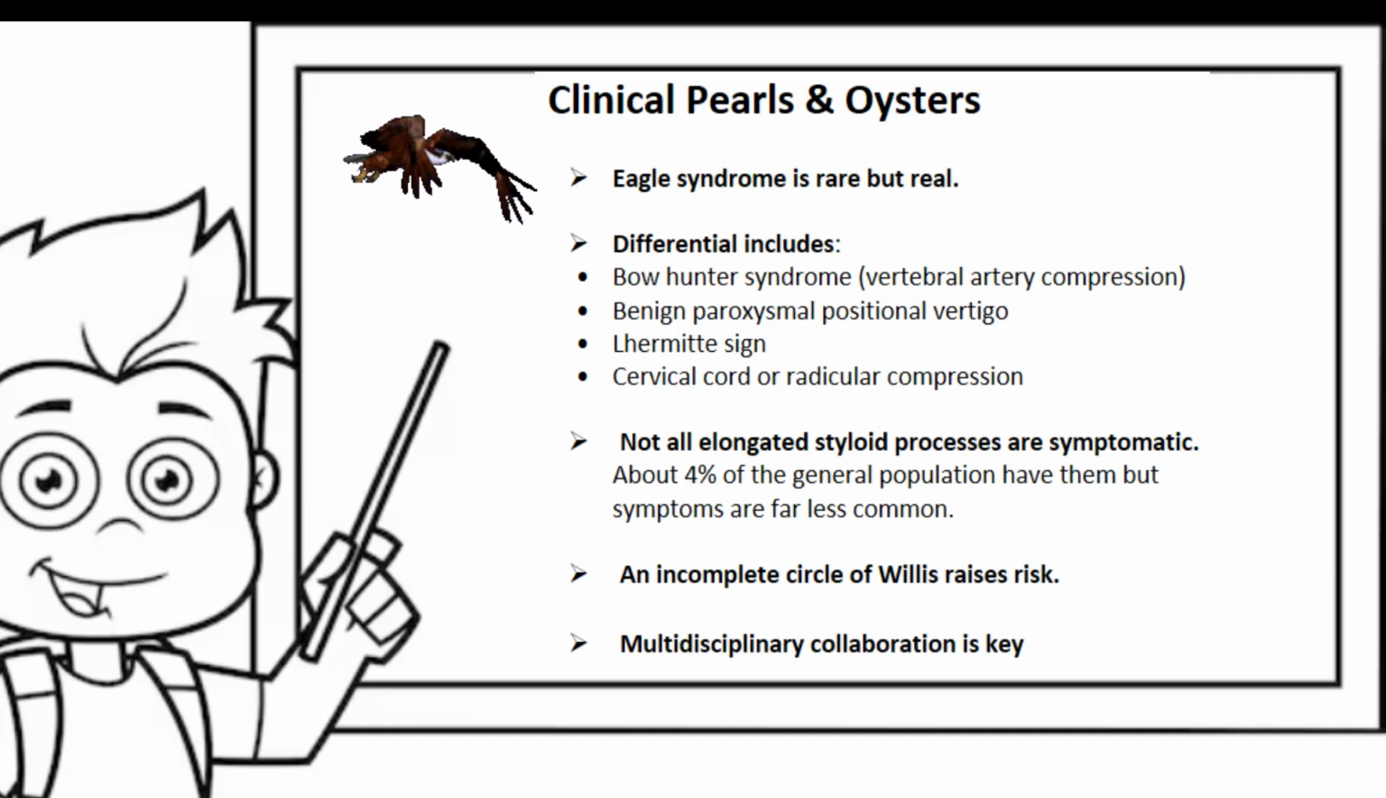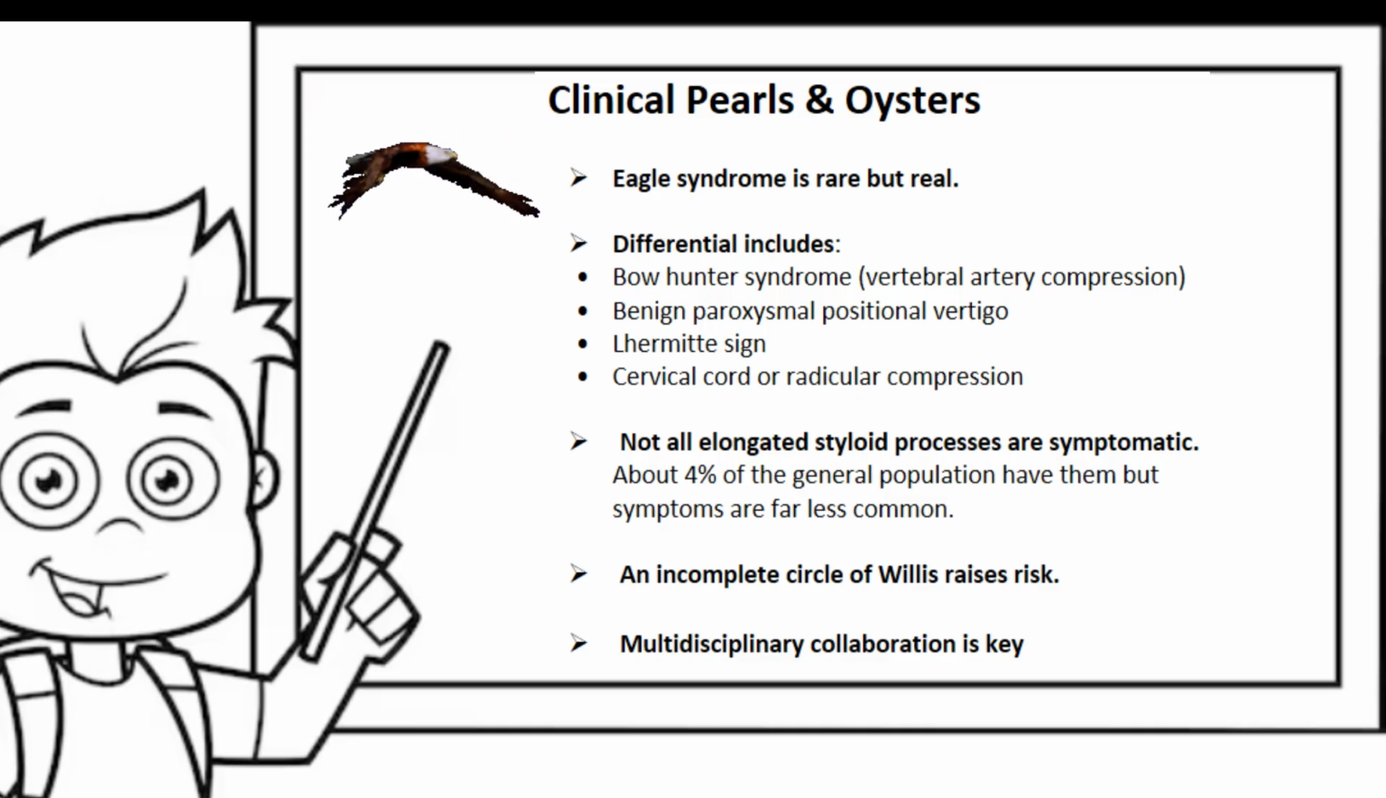Let's crack open a few oysters from this fascinating case. Eagle syndrome is rare but real, and you should always consider it in positional neurologic deficit, especially with transient symptoms. Our differential diagnosis includes 1. Bow Hunter syndrome, where you have the compression located at the vertebral artery. 2. Benign paroxysmal positional vertigo. 3. Lhermitte sign, which basically means pain when you flex your neck. And 4. Cervical cord or radicular compression.